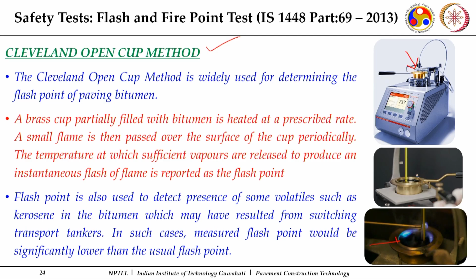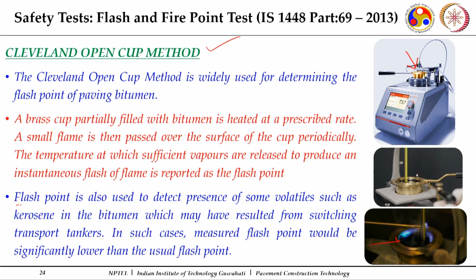We do the production of bituminous mixes at temperatures of 150 to 180 degrees centigrade. But still one needs to ensure, from the safety point of view, that because of some contamination or impurities, there may be chances that the flash point may get lowered. So, flash point is also used to detect the presence of some volatiles.